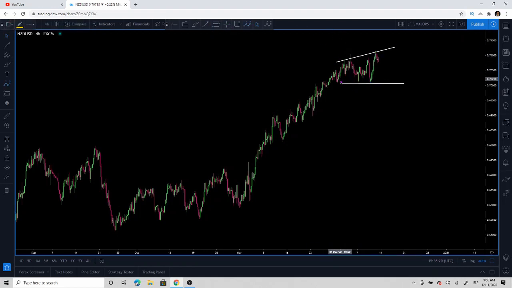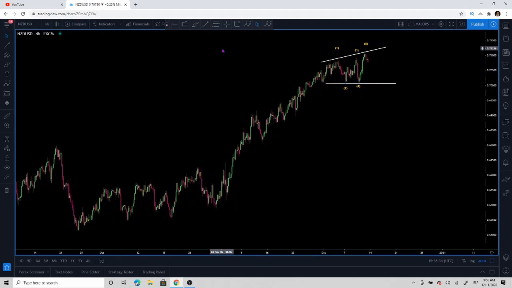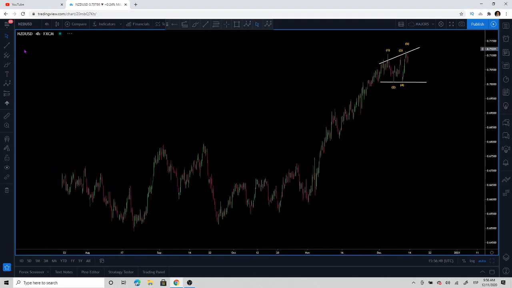So let's recreate that megaphone pattern again. The first wave at the top of the megaphone pattern, the second wave at the bottom, the third wave, the 4th wave, and this should be the 5th wave of the megaphone pattern, and we should be going down. So on the New Zealand dollar versus the US dollar, just by looking at how it has been trading inside this megaphone pattern, we should be going down next week.